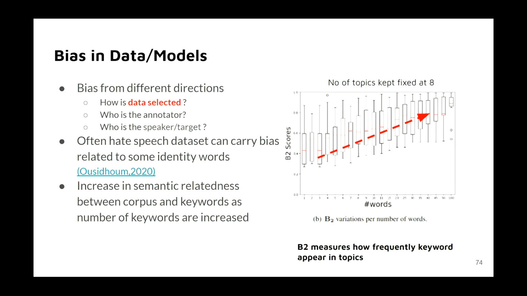So one of the important topics in any NLP task is the bias in the data and models. It is true for hate speech as well, and we try to study this through three different directions. The first is how the data is selected, then who is the annotator, and the third is who is the speaker or the target.